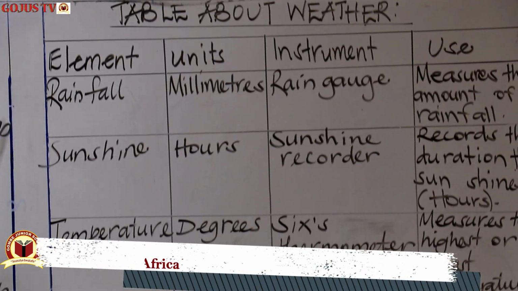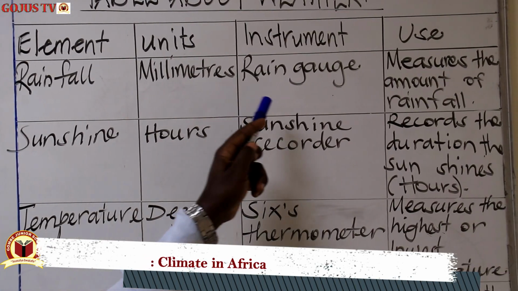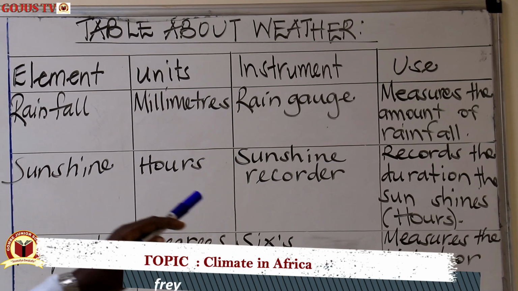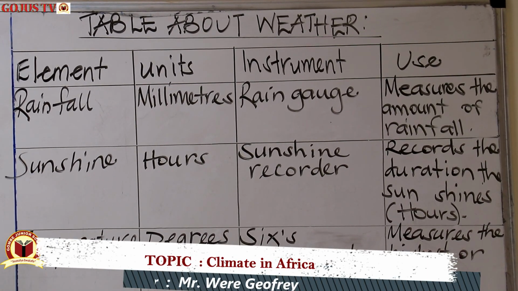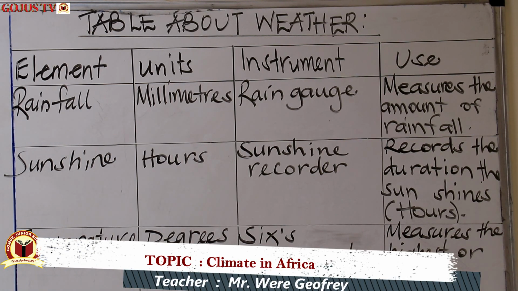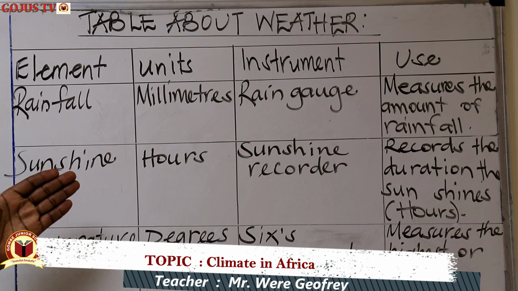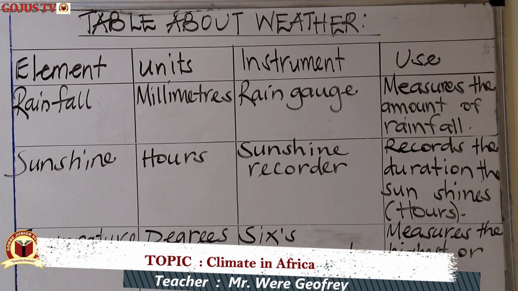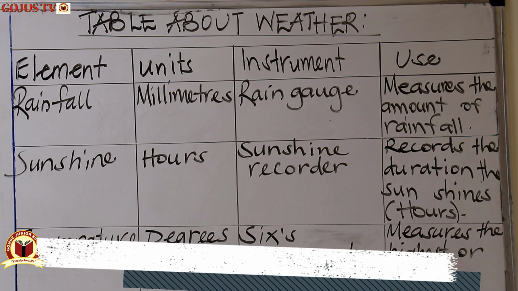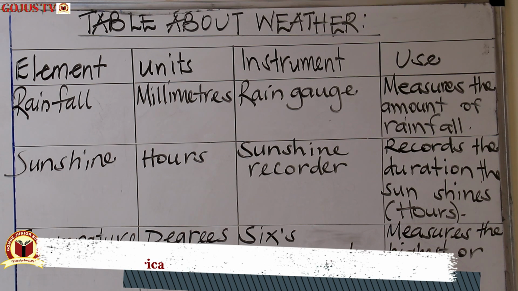Then let us look at this table about weather. We shall look at the element, the units, the instrument used, then the use. The first one is rainfall. Rainfall is measured in millimeters. Why is it measured in millimeters? It's a common question. They always ask, why is rainfall measured in millimeters? Rainfall is measured in millimeters because it is the smallest unit that can show how deep rainwater has entered the ground. It helps to measure how deep rainwater has entered the ground.